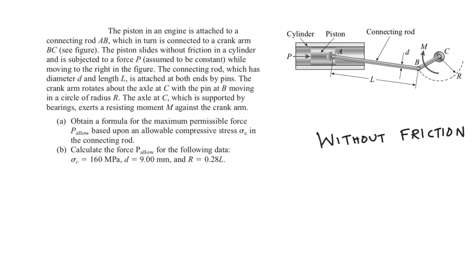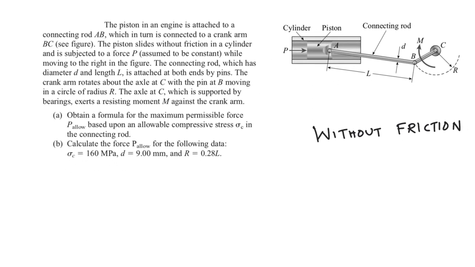So the question is, let's say sigma allowable is the allowable compressive stress in the connecting rod, then what is the maximum force with which this gas can push against the piston? I hope the question is clear. And there are a few assumptions. There is no friction, so drawing the free body diagram and everything becomes a lot easier.